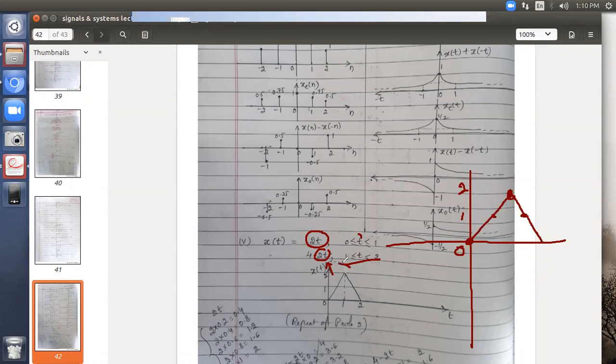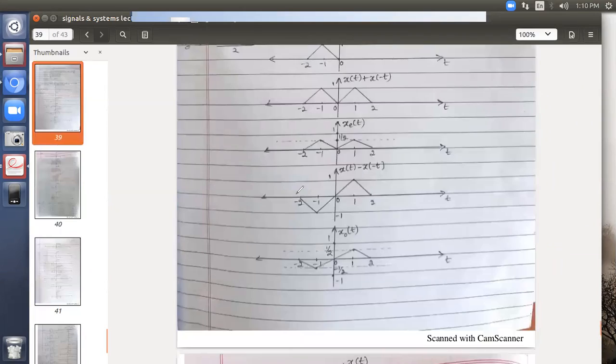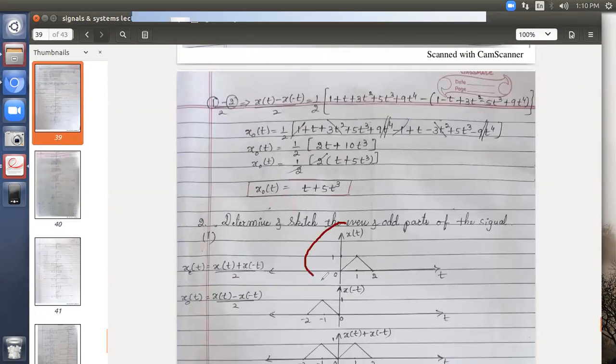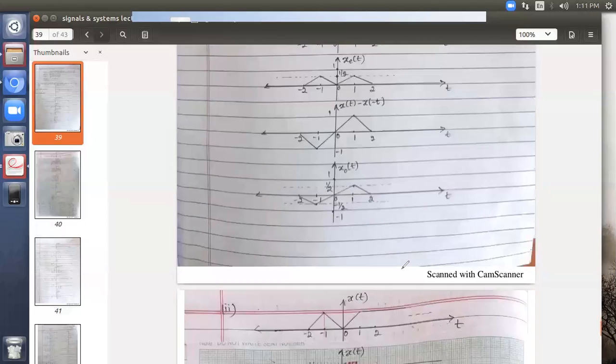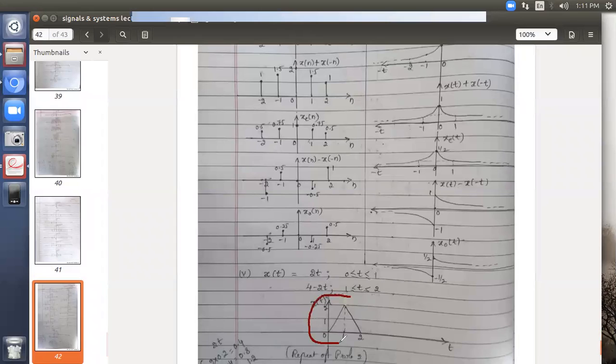So this signal x of t looks like this. The equation looks like this. Amplitude is 1 and 2. We have already solved this kind of problem, even and odd parts, but there the maximum amplitude was 1. But in your question paper problem, the maximum amplitude is 2. So please try solving this problem as an assignment. It is a question paper problem.